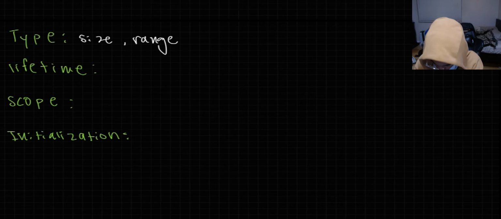Now, the type controls the size of a variable. They control the range of a variable. And they control the conversions between variables.